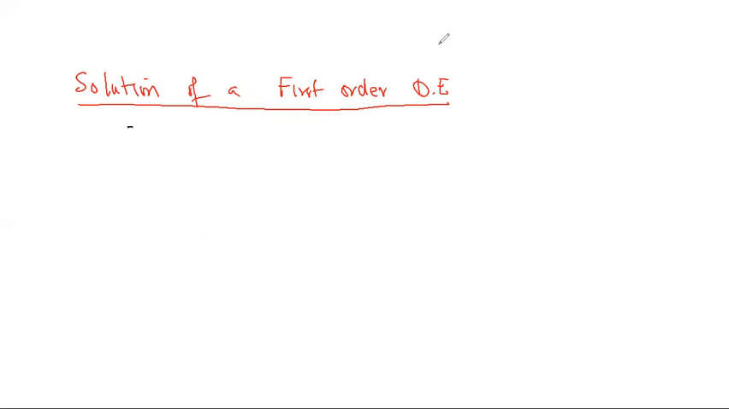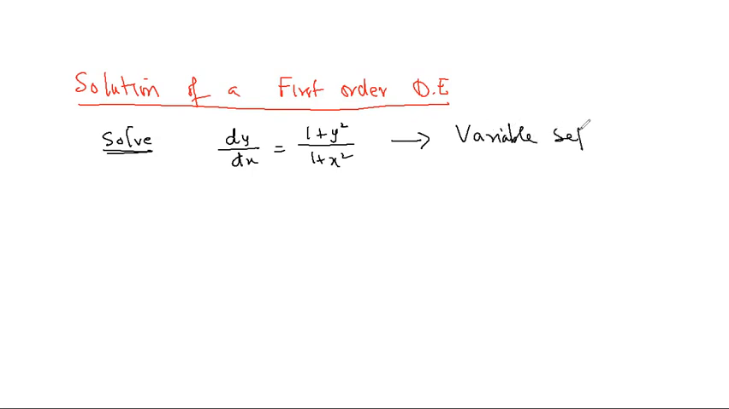Solve the differential equation. Don't write anything, just listen. dy by dx is equal to 1 plus y square divided by 1 plus x square. There are different methods to solve a differential equation. The method which I'm going to teach you is the variable separable method.